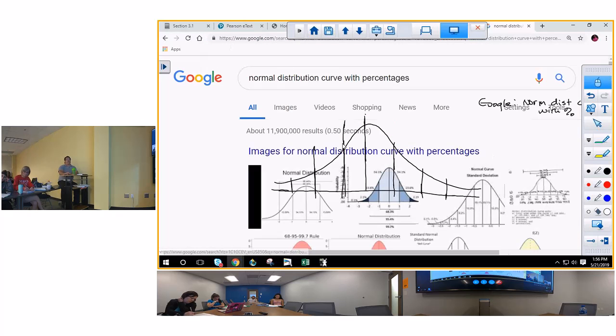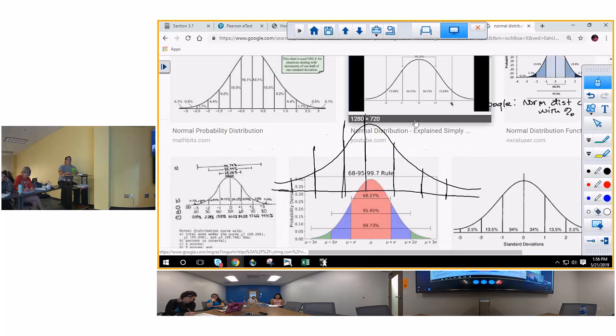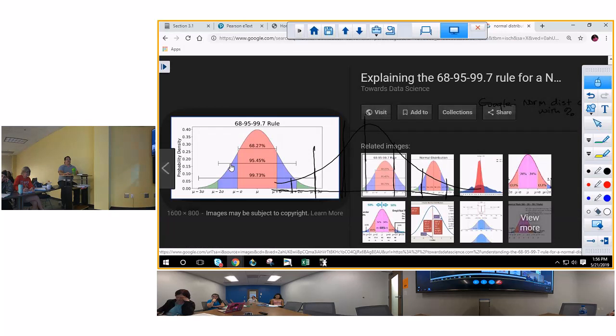And there's all your pictures. Pick which one you want. Make sure you pick one like I got. This is a good one right here, the one that's colored. This is the empirical rule, which we're going to go over. That's a good one. Copy that.